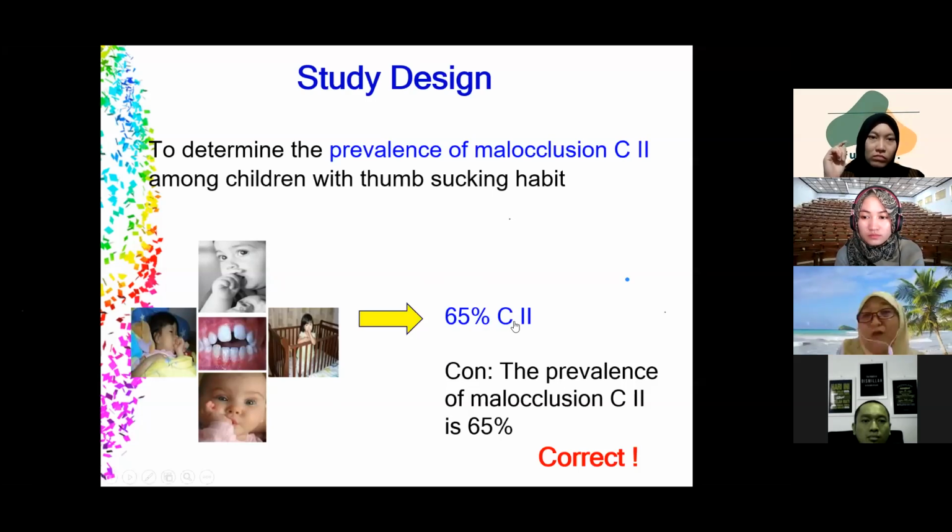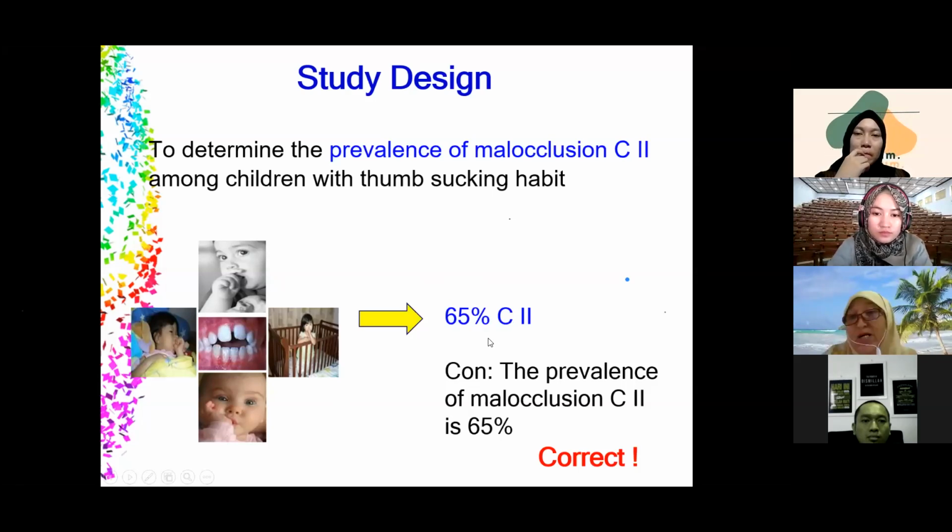And then you found 65 out of 100 has class 2. Meaning the prevalence, so the paper concludes the prevalence of malocclusion class 2 is like 65%. And that is correct because they are using a correct study design to address the objective.